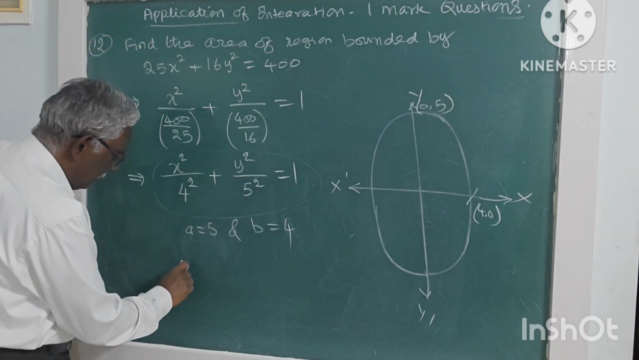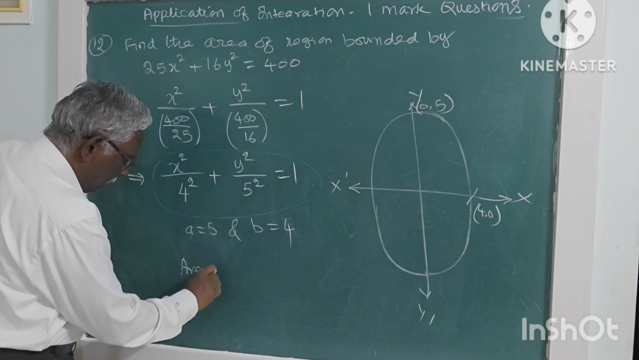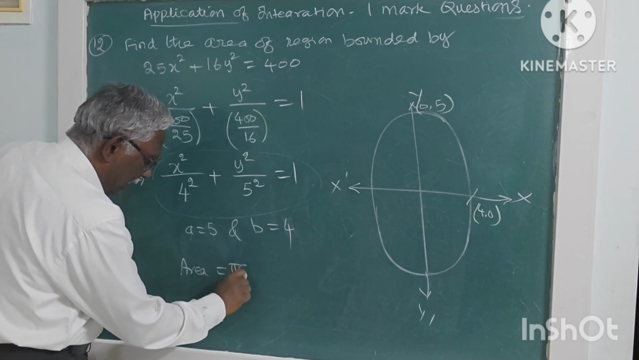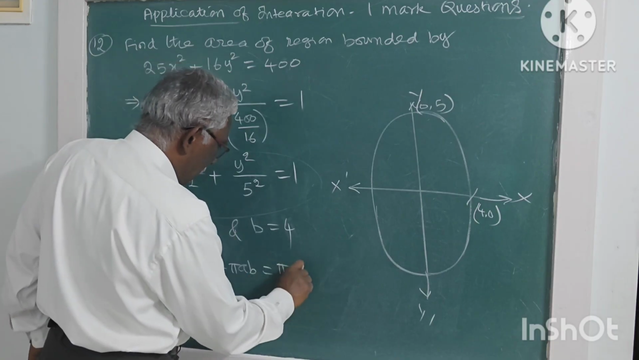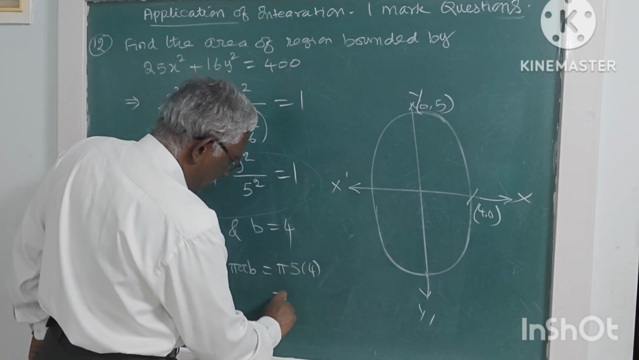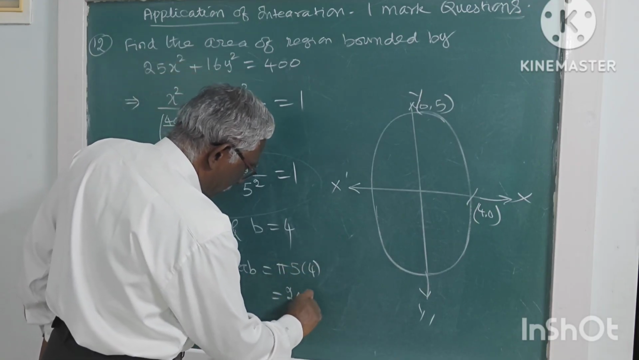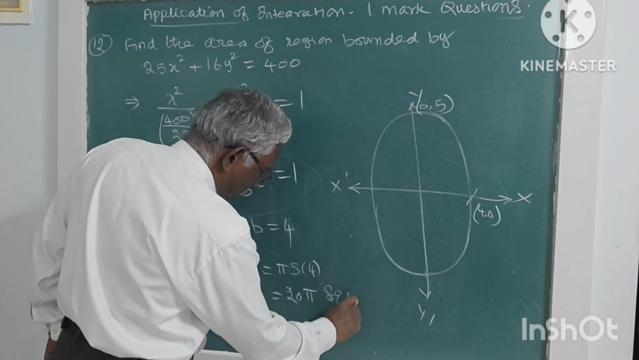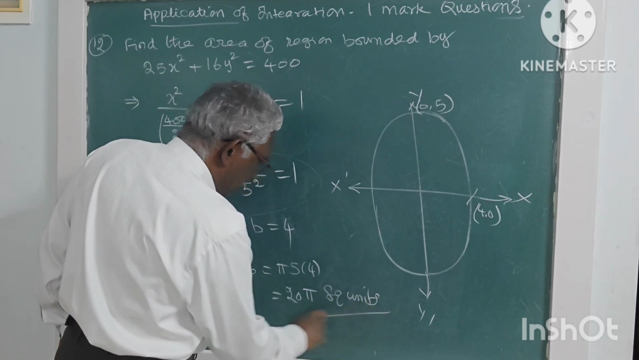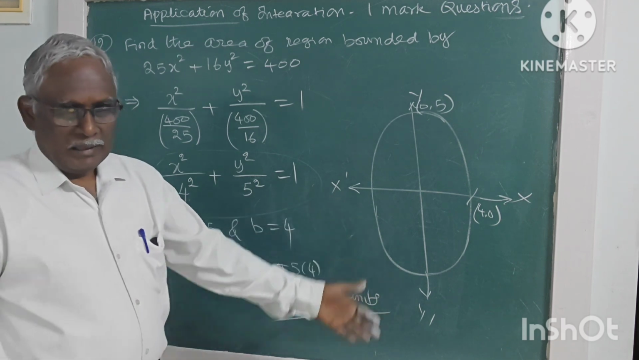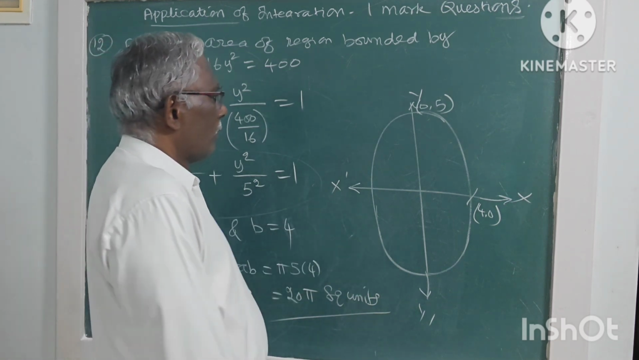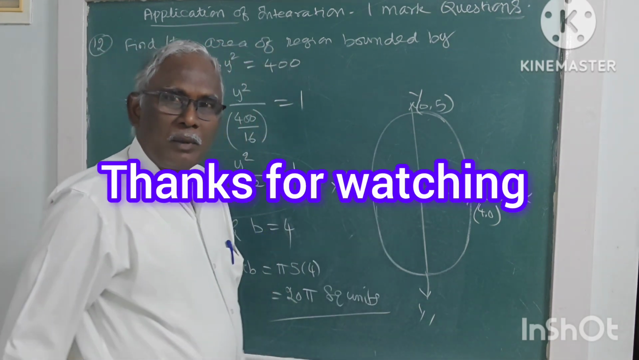Area of ellipse is pi AB. So pi into 5 into 4, 20 pi square units. If it is one more question, then we need not follow the method that you have done earlier.